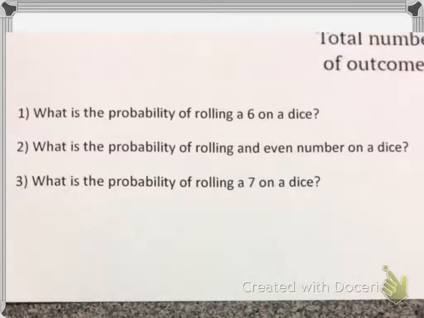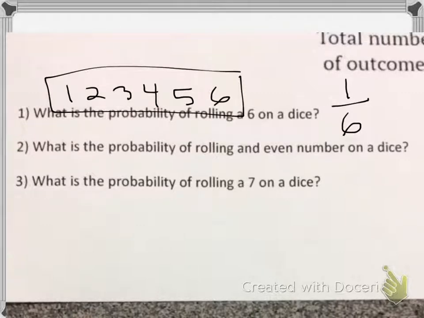So what's the probability of rolling a 6 on a dice? Well, there's only one 6 on the dice, and there's 6 possible things that we could have rolled, because we could have rolled a 1, a 2, a 3, a 4, a 5, or a 6. So our sample space was 6. So one chance of getting a 6 out of 6 possible outcomes.